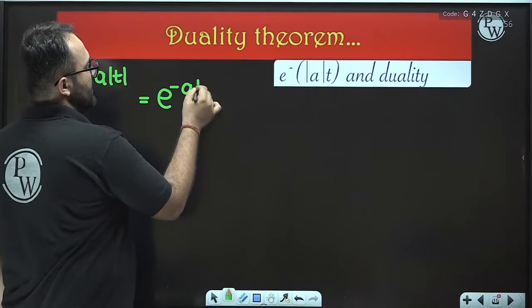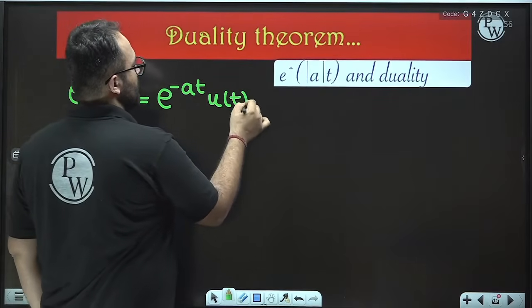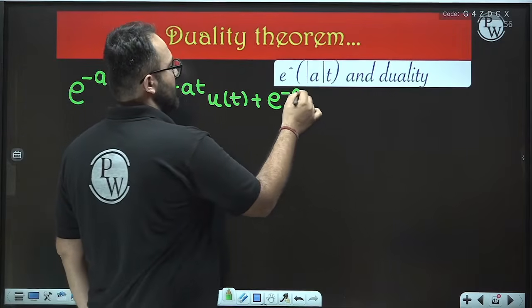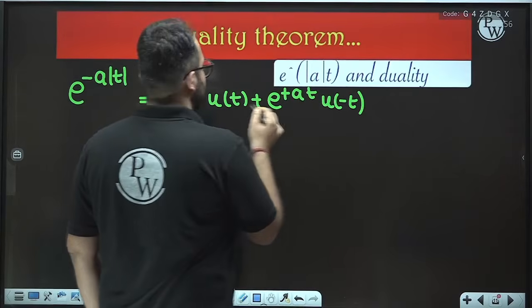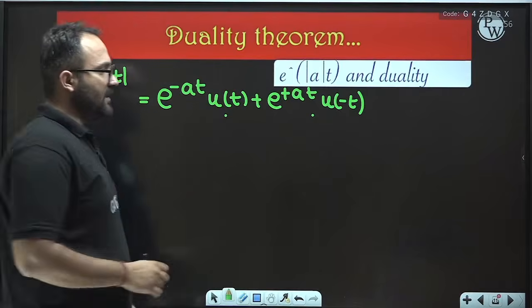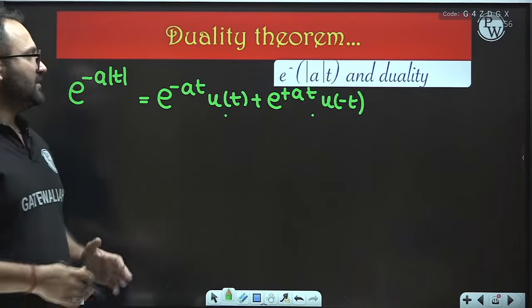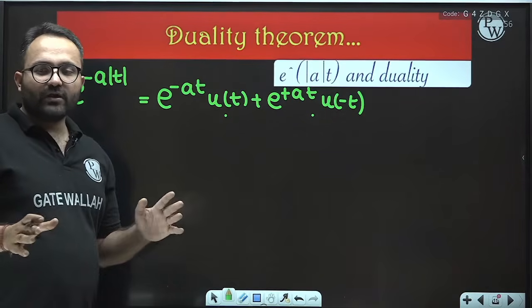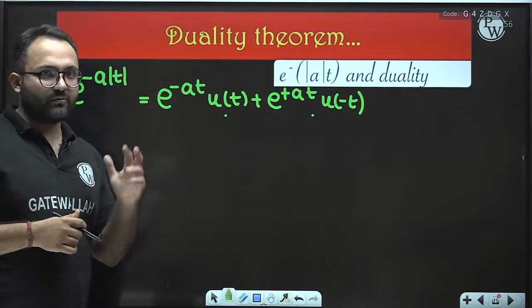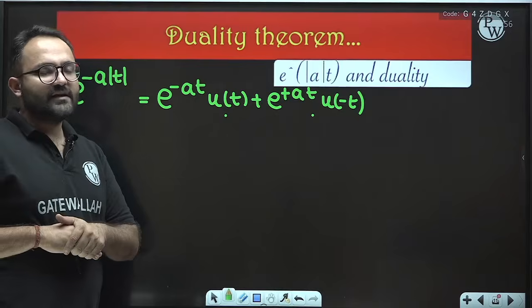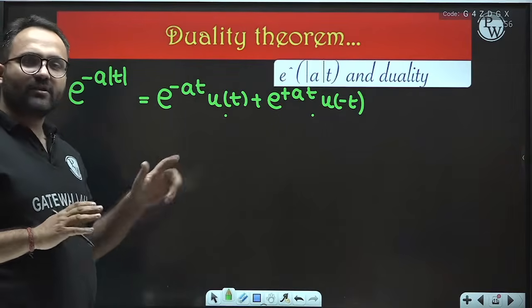power minus at ut plus e to power plus at u of minus t. So right sided and left sided, we will write it like this. Now we will find out the Laplace transform, and let us see whether the Laplace transform ROC contains the j omega axis. If it contains, then this is an absolutely integrable signal.